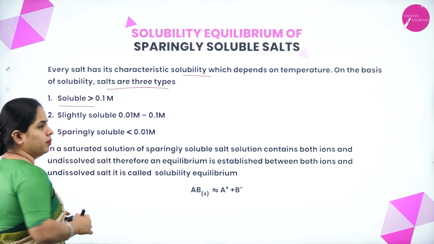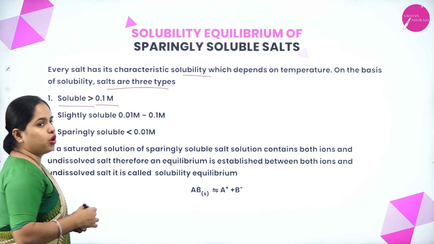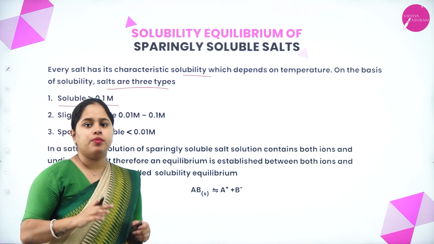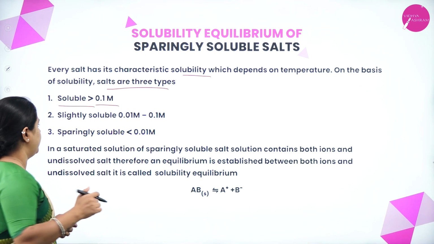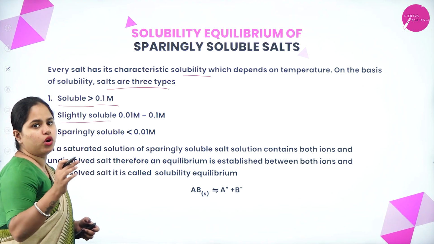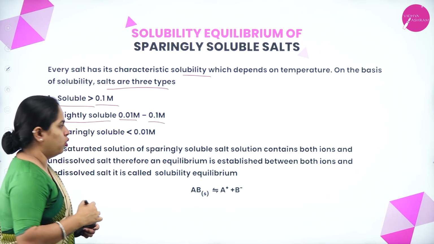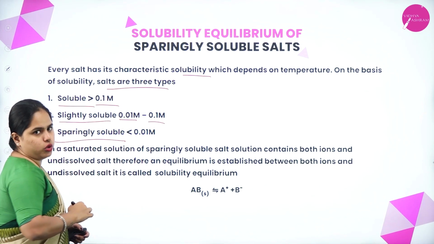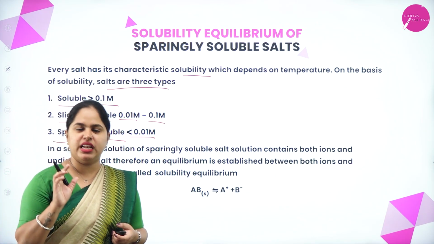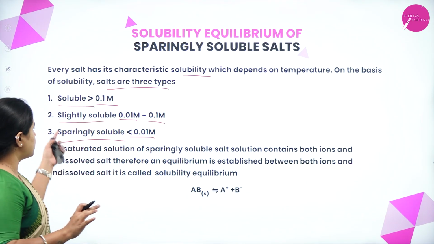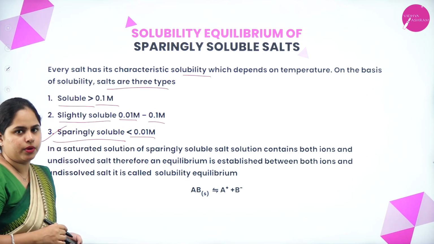One is soluble, that is if the molar concentration of the salt is greater than 0.1 molar. They will be highly soluble, their solubility will be high. Next is slightly soluble, their molar concentration must be around 0.01 to 0.1 molar. Now the next one is sparingly soluble, that is less than 0.01 molar. They are very, very less soluble, right? So this is the classification. In detail, we are going to study the sparingly soluble salts.